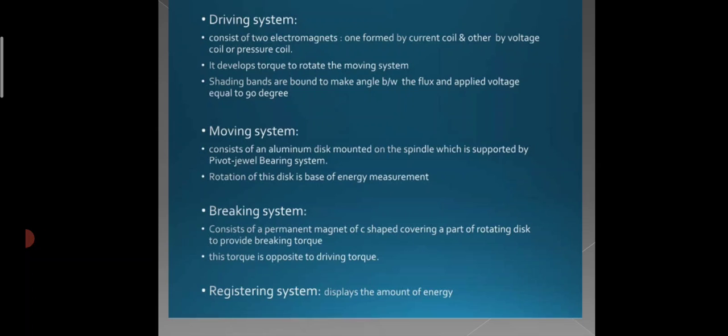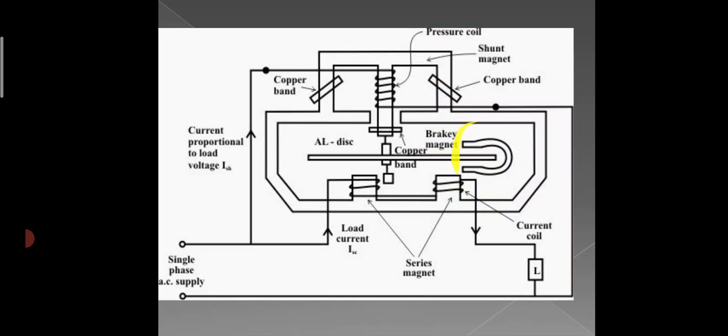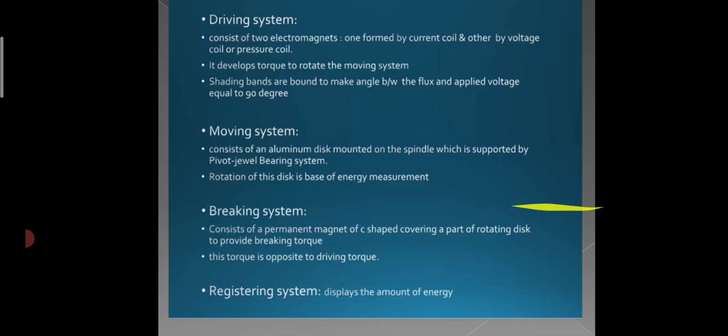The moving system consists of an aluminum disc mounted on the spindle, which is supported by a pivot jewel bearing system. Rotation of this disc is the basis of energy measurement. The braking system consists of a C-shaped permanent magnet covering a part of the rotating disc to provide the braking torque. This torque is opposite to the driving torque. The braking system is controlled by the braking magnet. The registering system displays the amount of energy.